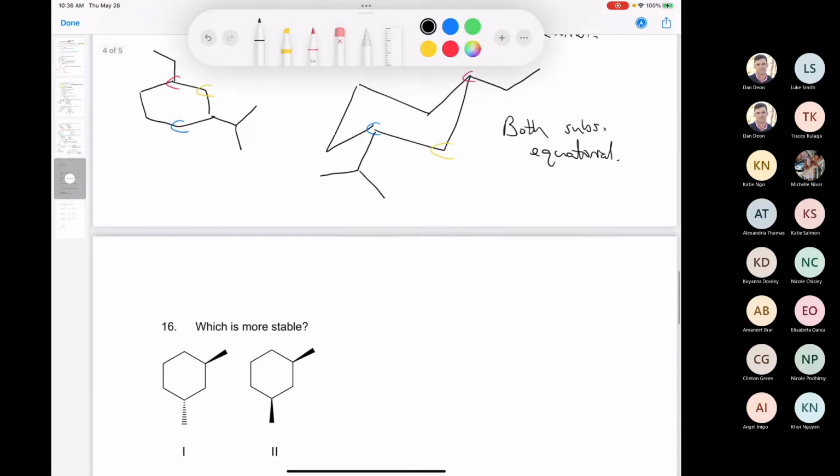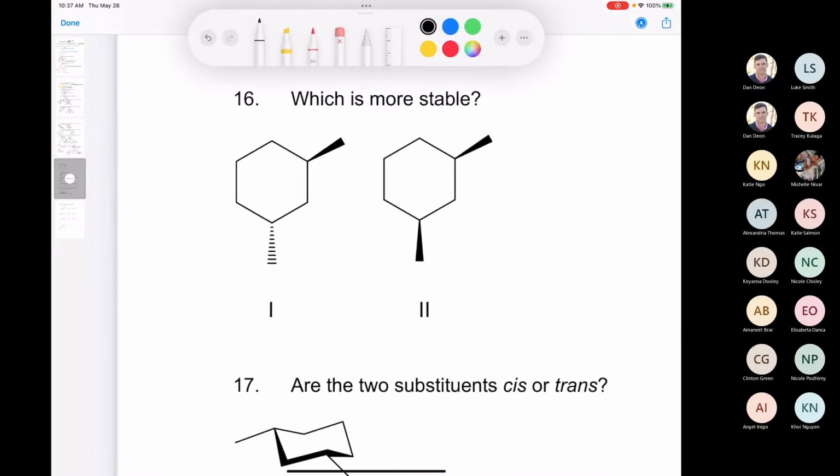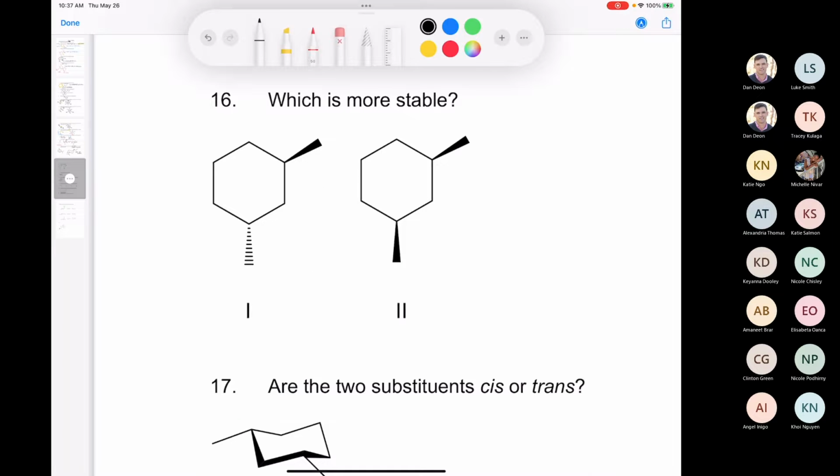All right, let's move on to question 16, which asks us which one of these isomers is more stable. Now there's a couple of ways you could do this. You could analyze it from the point of view of could either of them have both substituents equatorial, or you could try to draw the chair of both of them. I mean, both ways will work. But let's see if we can solve this just by looking at the wedges and dashes.